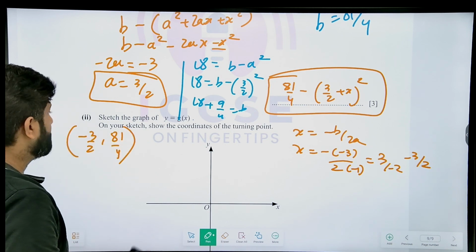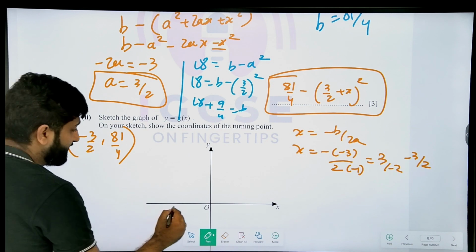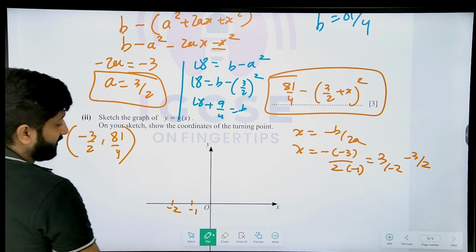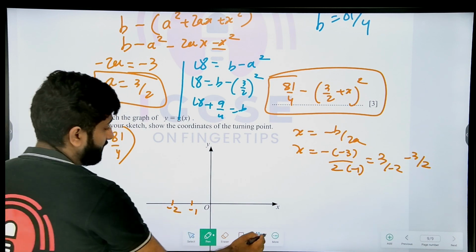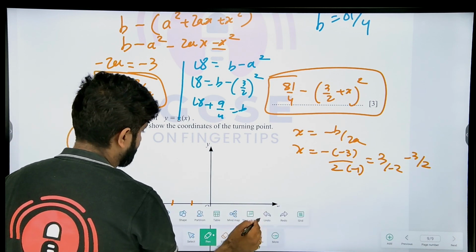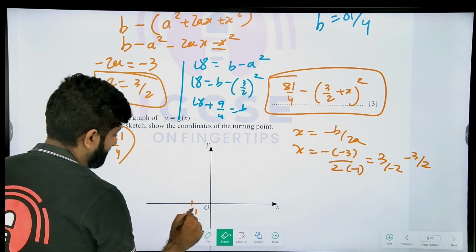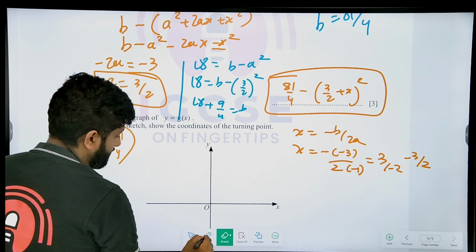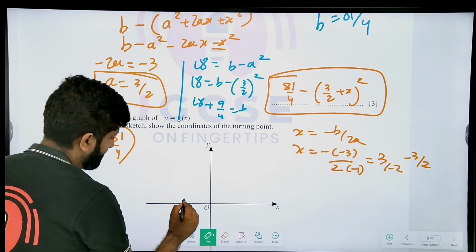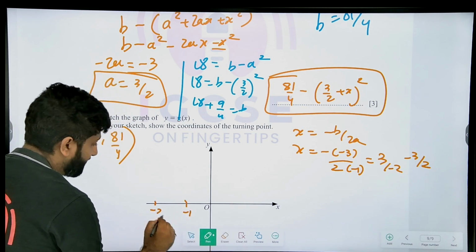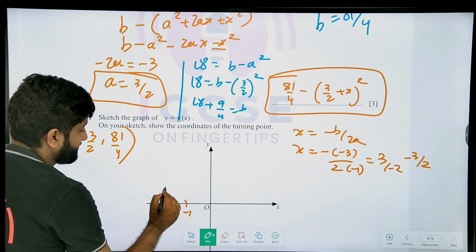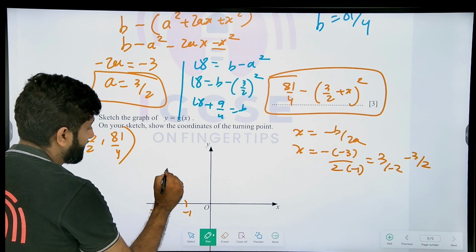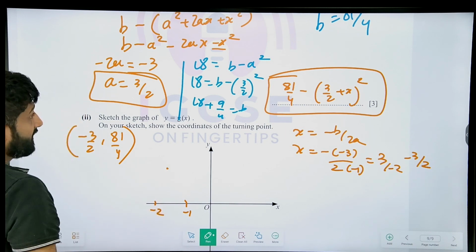Right. So now, obviously, let's say this is negative 1, this is negative 2. Let me just make some graph here. Just a second. Let's say I have negative 1, I have negative 2, negative 3 by 2, that is somewhere over here, right? And 81 by 4. So it shows that the graph is going somewhere here, right?